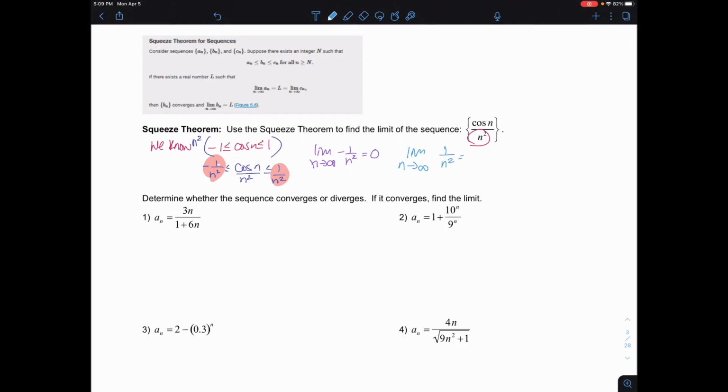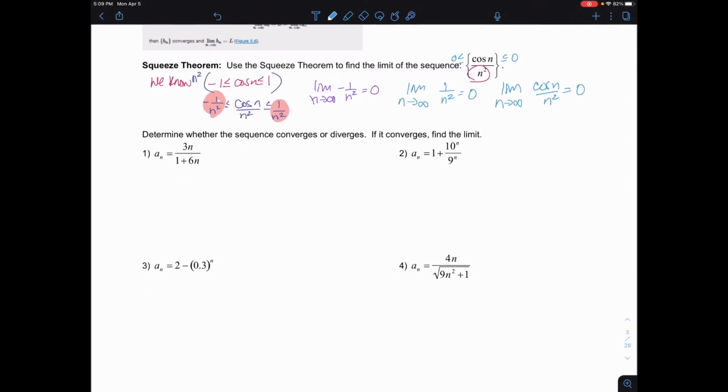This time it's a positive 1, but it's not going to make any difference because I'm still going to have 1 over a really big number, which is 0, which means that right here, this is being squeezed between 0 and 0. Well, if it's being squeezed between 0 and 0, it's 0. So we can say that the limit as n goes to infinity of cosine of n over n squared is equal to 0.